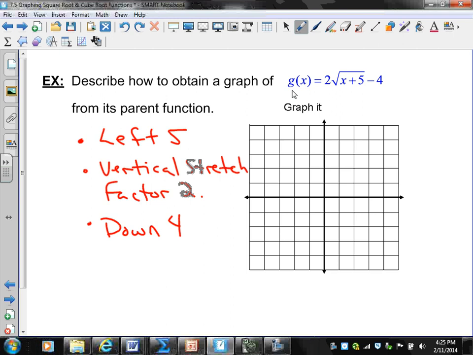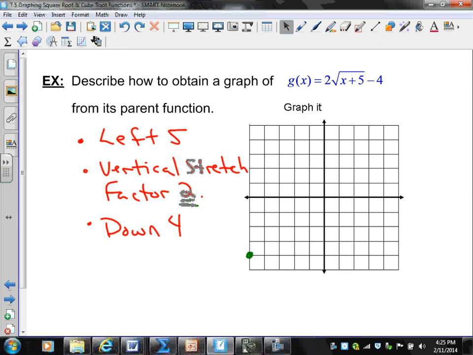Well, I know that 0, 0 is on the graph, so I'm going to follow that point. This says go left 5. So 1, 2, 3, 4, 5. It says vertical stretch factor 2. Well, that means however high it is off the x-axis or however low it is off the x-axis, go twice as far off the x-axis. That's what that means to do. Well, I'm on the x-axis, so that actually doesn't affect this particular point. The last thing I'm going to do is go down 4. So 1, 2, 3, 4, all the way down to there. So that's where my point 0, 0 went.